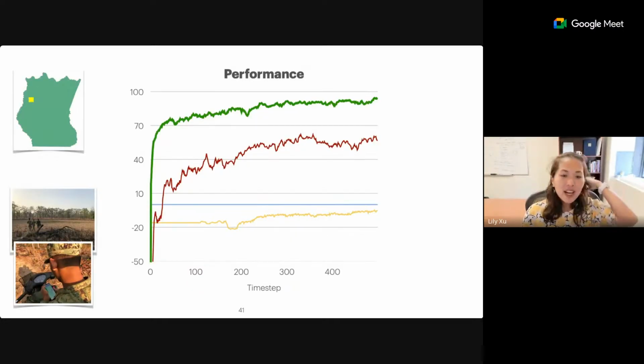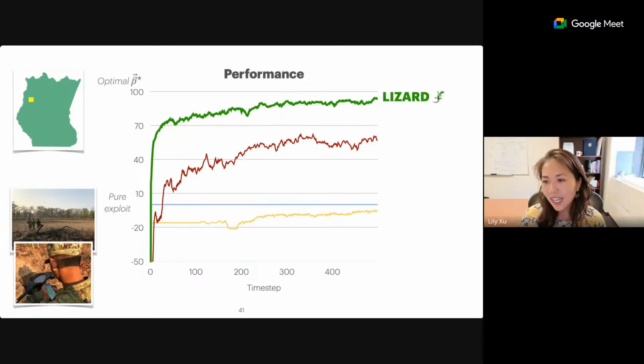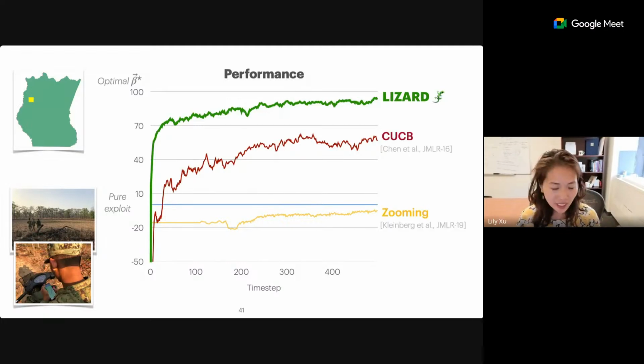And we are also able to evaluate this work empirically on data that we have from Shipak Wildlife Sanctuary, where we're evaluating performance, so higher is better, and our algorithm gets close to optimal, especially within the early time horizons, compared to existing approaches.